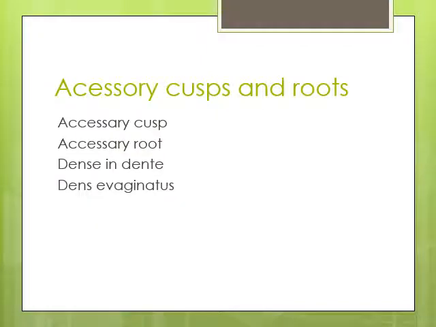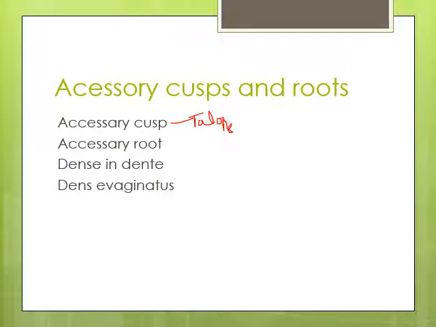Now we will study the accessory cusps and roots which are found in the teeth. The accessory cusp is a morphological anomaly in which an accessory cusp could be present, as I have taught you with the talons cusp. The talons cusp is an example of an accessory cusp which is present on the lingual surface of the anterior teeth, along with the cingulum, as an outgrowth or tubercle.